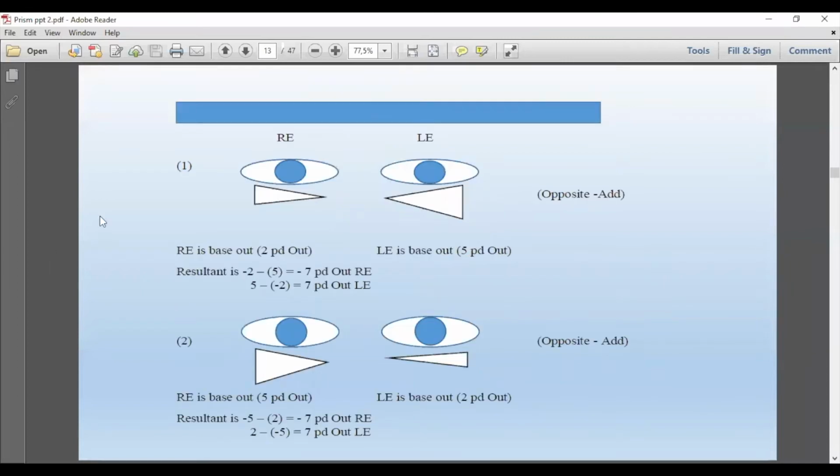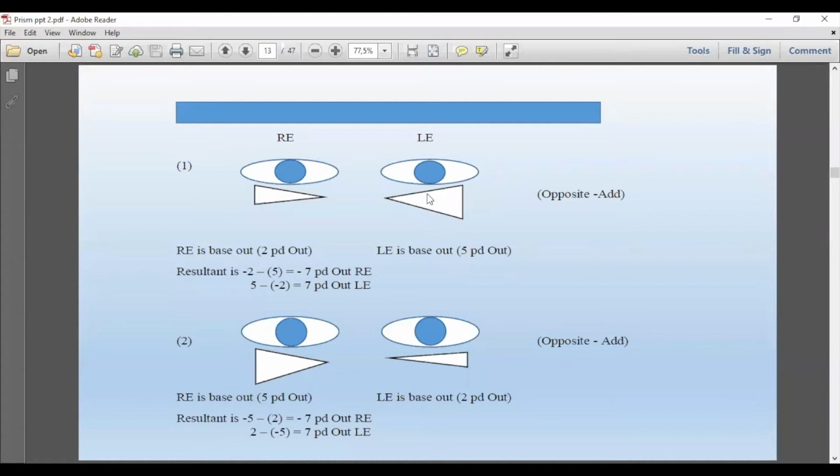For example, in the first one, let's say for the right eye we have 2 out. As you can see, out over here, the prism is towards the left, so it's going to have a negative sign. And for the left eye, it's 5 prism out. Now, out for the left eye is directed towards the right, so it's going to have a positive sign.